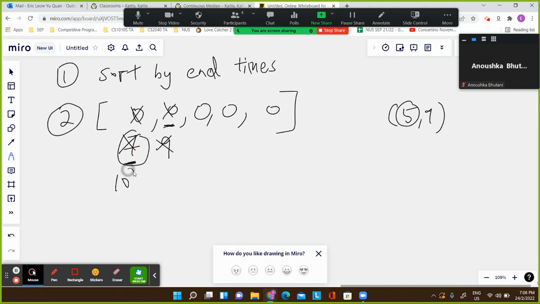For example, this is 10 to the power of 8. For example, every classroom is 10 to the power of 8, and this classroom is maybe 10 to the power of 8 as well. Every classroom is occupied, and all the classrooms end at a very huge number.